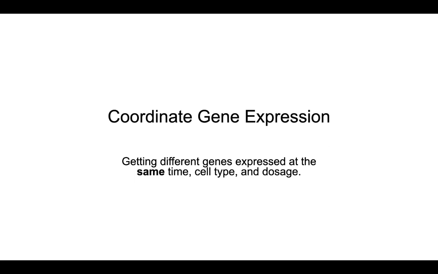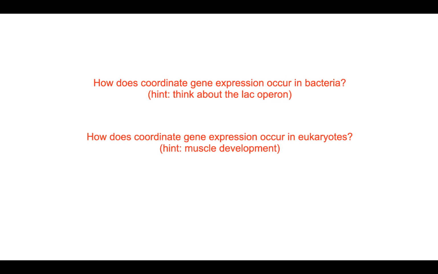It's pretty cool. Now, coordinate gene expression, the idea that multiple genes are turned on in the same cell type at the same time. In bacteria, that happens because you have multiple genes controlled by the exact same regulatory sequence, right? They are part of the same operon. That doesn't happen in eukaryotes. Instead, in eukaryotes, you get multiple genes that have similar regulatory sequences, like what we saw in muscle development. That's called coordinate gene expression.